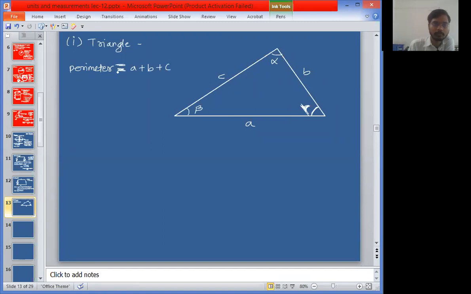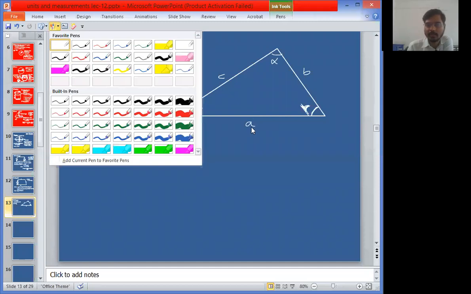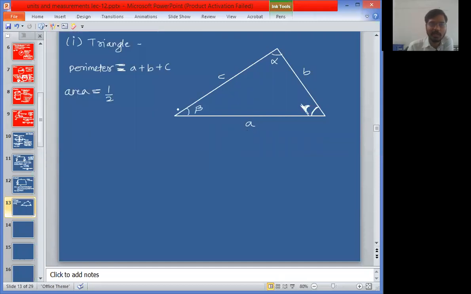That's the perimeter. Next formula is for area. Area is 1/2 base into height basically. Area is equal to 1/2 base into height. Let us call this A as a base. You can call this B as a base, or you can call this C as a base. But for time being, let us call this A as a base.